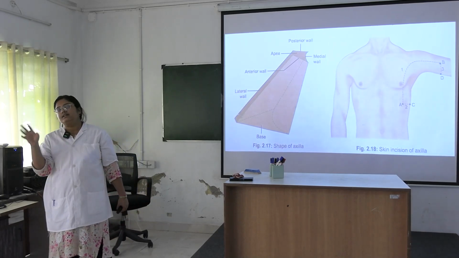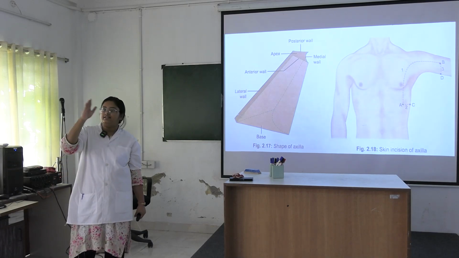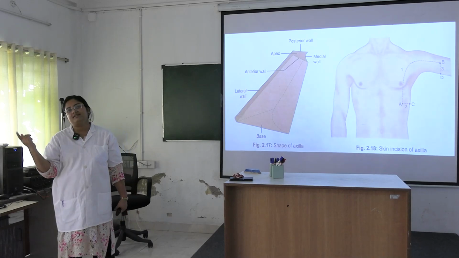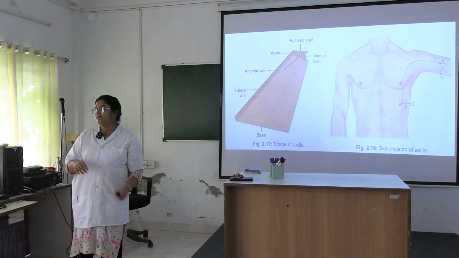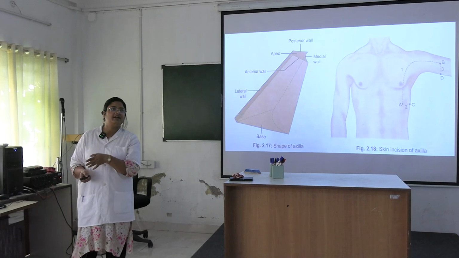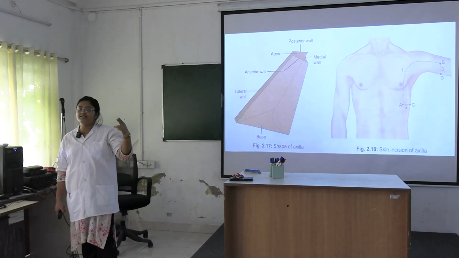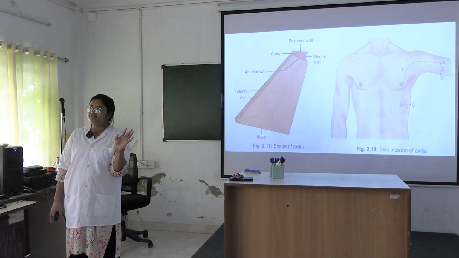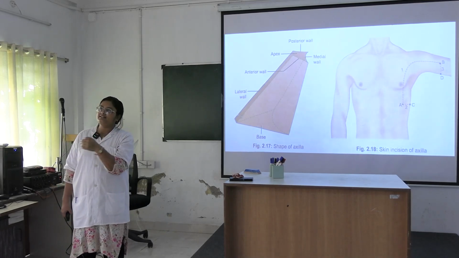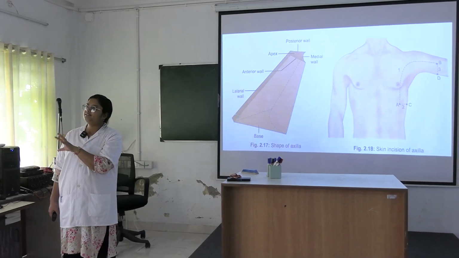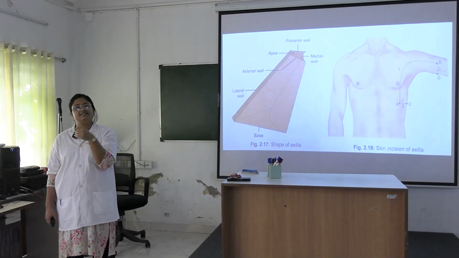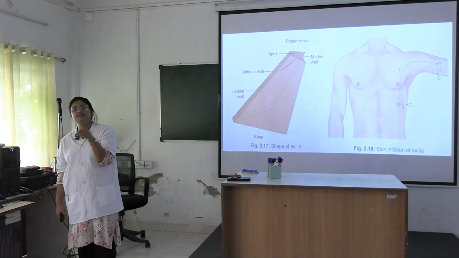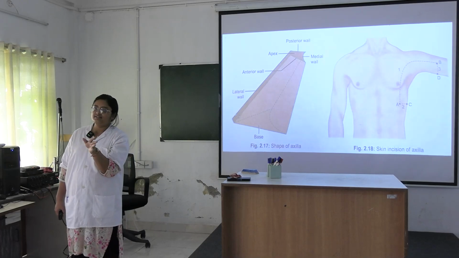Then you will see the different walls of the axilla. The anterior wall is formed by pectoralis major and minor, the clavipectoral fascia and subclavius. The posterior wall is formed by subscapularis, teres major and latissimus dorsi. The lateral wall is formed by biceps brachii, coracobrachialis and the intertubercular sulcus. The medial wall is formed by the upper four ribs, intercostal spaces and intercostal muscles, and the serratus anterior muscle. Over the serratus anterior muscle lies the long thoracic nerve.